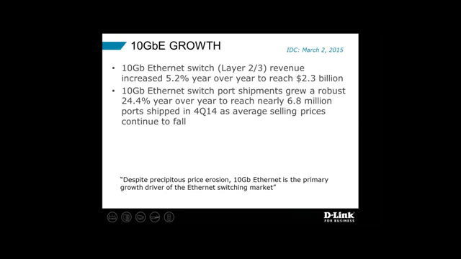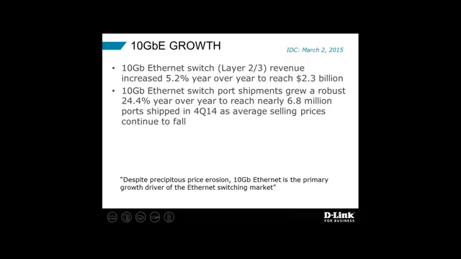IDC put out a press release a while back that I grabbed some quotes from. They looked at 10 gig Ethernet switching revenue last year, and they showed that the revenue, and this is worldwide data by the way, increased a little over 5% year over year. Meanwhile, port shipments grew almost 25% year over year.